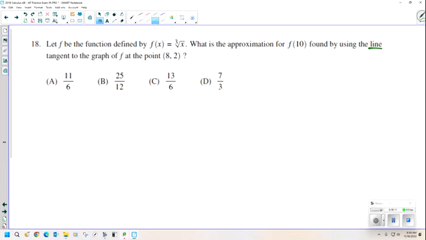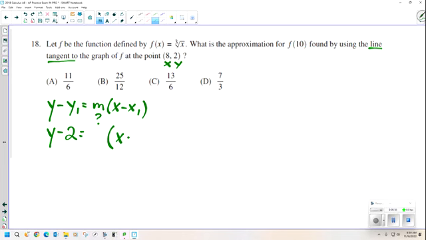We need to use the equation of the line tangent. That's y minus y1 equals slope times x minus x1. We have an x and a y that are going to go in for x1 and y1. That's 2. I don't know this yet. That's x minus 8. Slope is the same thing as derivative. Before I take the derivative, I'm going to change this to x to the 1/3. So I got 1/3 x, and I subtract 1 from my exponent, negative 2/3.